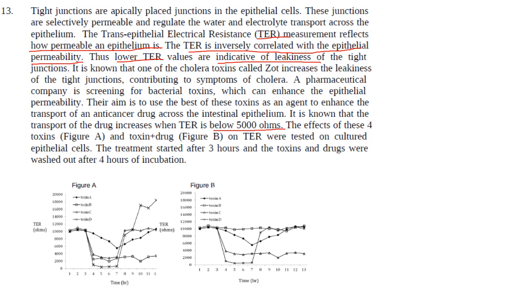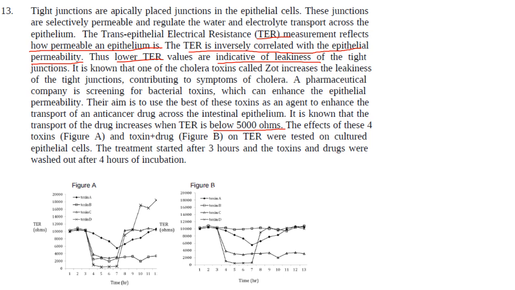Their aim is to use the best of these toxins as an agent to enhance the transport of anti-cancer drug across the intestinal epithelium. So to enhance the epithelial permeability, the TER values must be low. And what is their aim? The aim of this pharmaceutical company is to transport anti-cancer drug across the intestinal epithelium. It is known that transport of the drug increases when TER is below 5000 ohms.